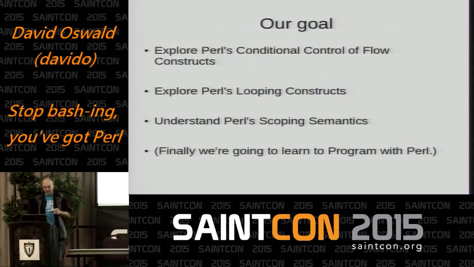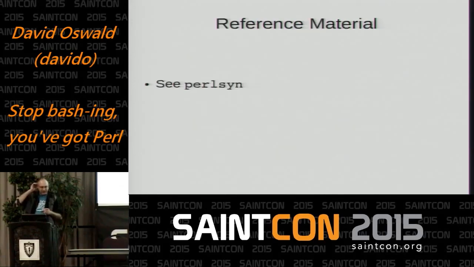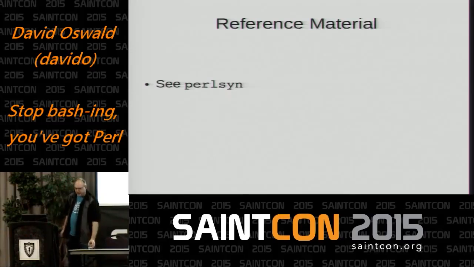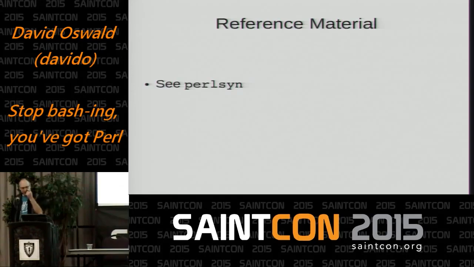So we're going to explore Perl's conditional control of flow constructs and its looping constructs. We're going to understand scoping semantics a little bit more, and we're going to finally learn to program a little bit with Perl. This is what we're all here for. Reference material for this segment of our workshop is perldoc perlsyn, which stands for Perl syntax. It's not very well named, but I can't think of a better name for it either. So if you were to type at your command prompt perldoc perlsyn, then you would get the documentation for what we're going to talk about.